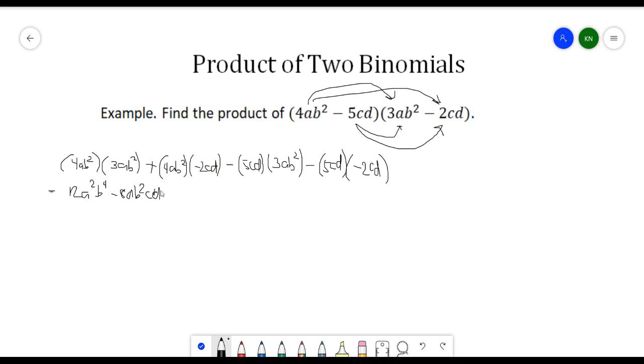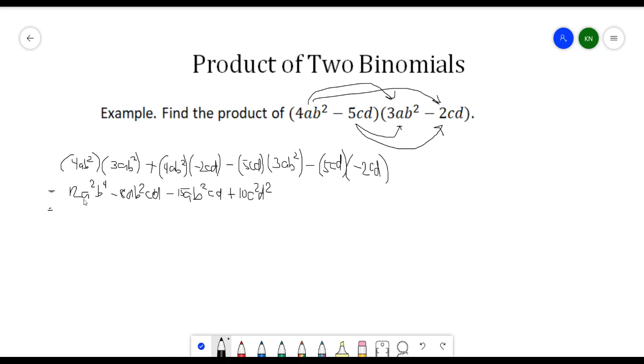So we just copy each of their variables. So we have ab squared and cd, minus 5 times 3, we have 15, ab squared, and we have the cd. So we have ab squared, and we have the c and d. And then this one, negative 5cd multiplied by negative 2cd. So we have positive 10c squared d squared. So that being said, if we can still simplify, or we can still combine like terms, or we can eliminate terms, then we have to do so.